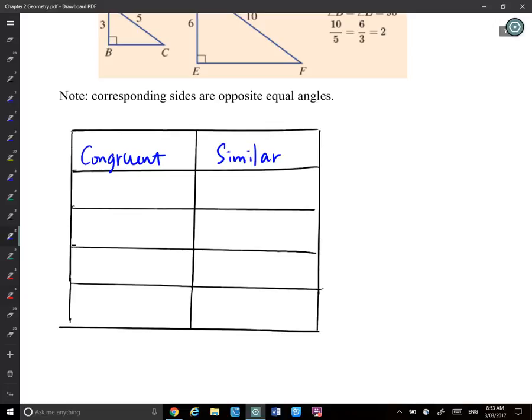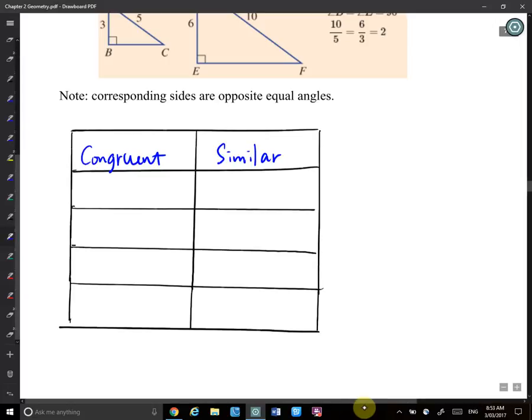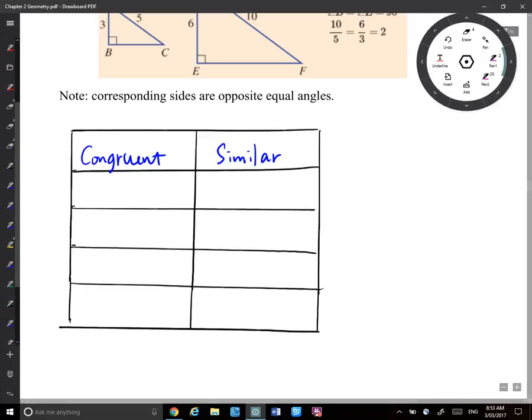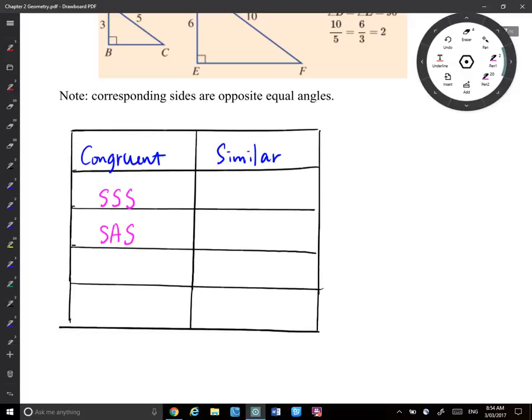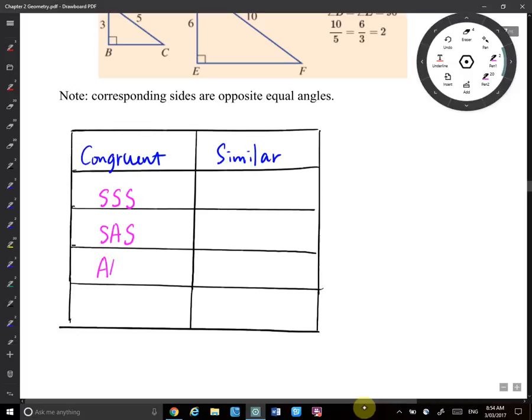The first one is SSS. The second one is SAS. If two lengths are the same and the included angles are the same, then those two can be congruent triangles. And we have AAS.